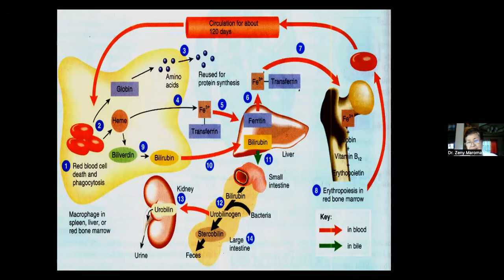While bilirubin continues in the large intestine to give color to the stool or to the feces. The yellow pigment in the feces is stercobilin. That's why, anong kulay ng pupo natin? Brown in color. Okay? So what is the end product of RBC destruction? Bilirubin.